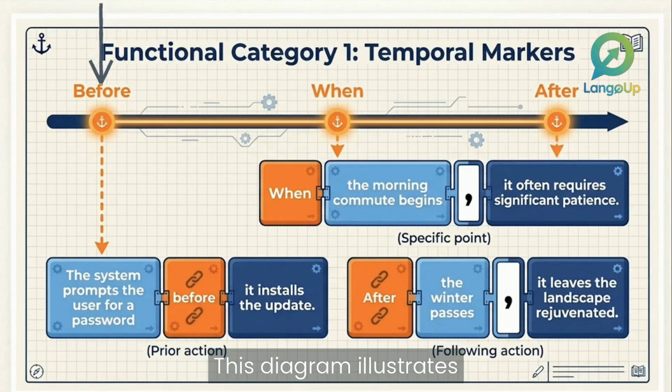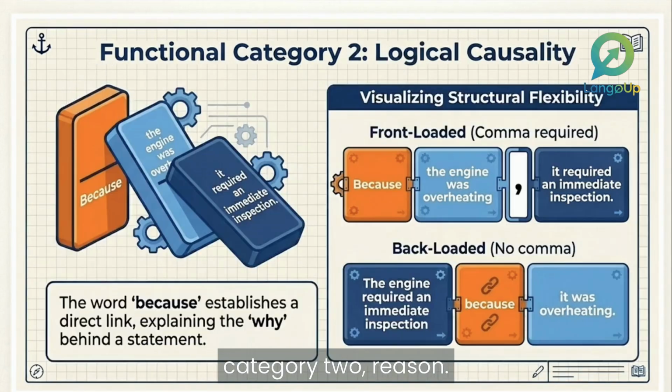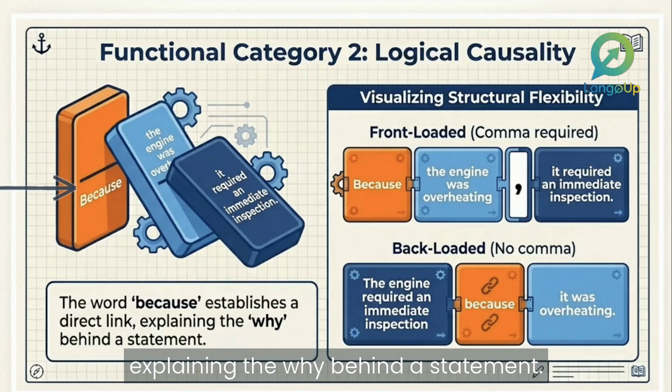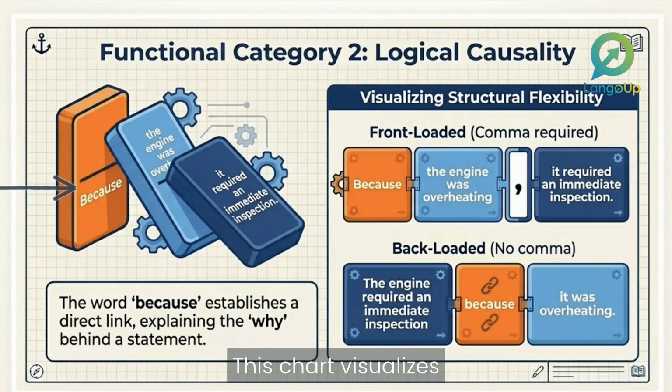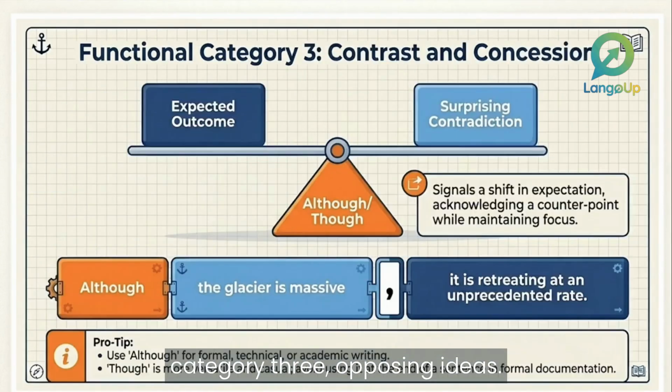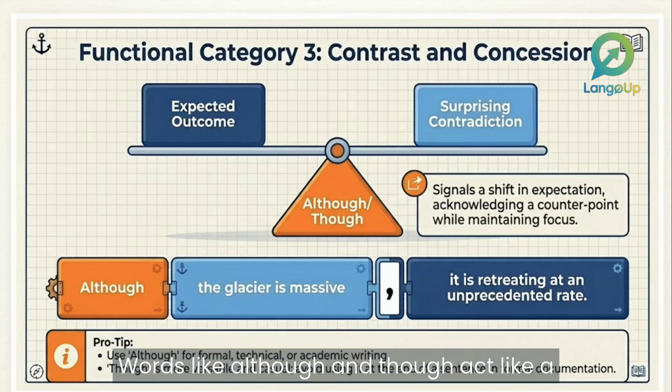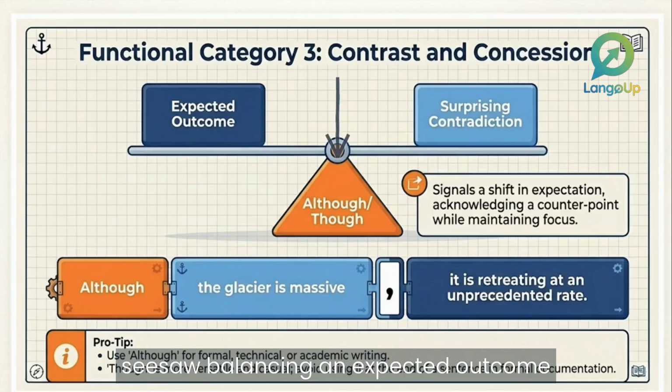This diagram illustrates Category 2, reason. A word like because acts as a direct link explaining the why behind a statement. This chart visualizes Category 3, opposing ideas. Words like although and though act like a seesaw balancing an expected outcome against a surprising contradiction.